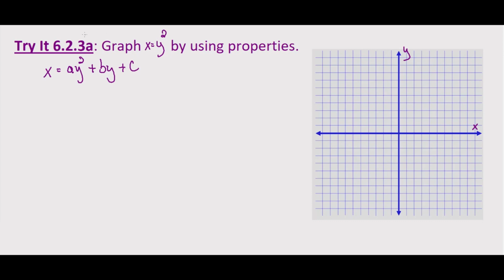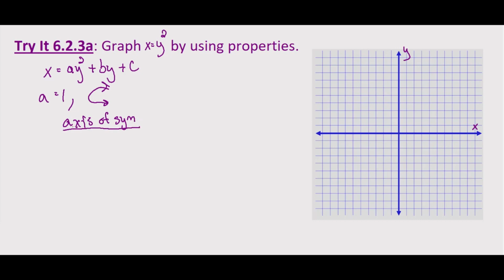So first, the same exact process as before, we look at our leading coefficient. So in this case, a equals 1. So what does that mean? Well, a is greater than 0, so that means the parabola is going to open to the right. So the axis of symmetry: same exact process, only we reverse the x and y.